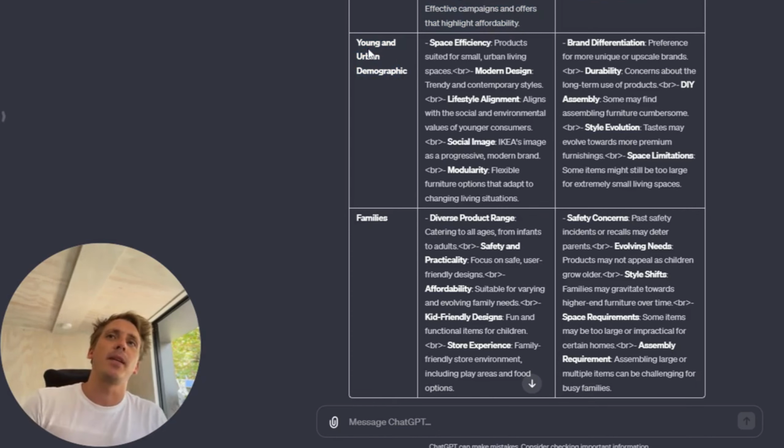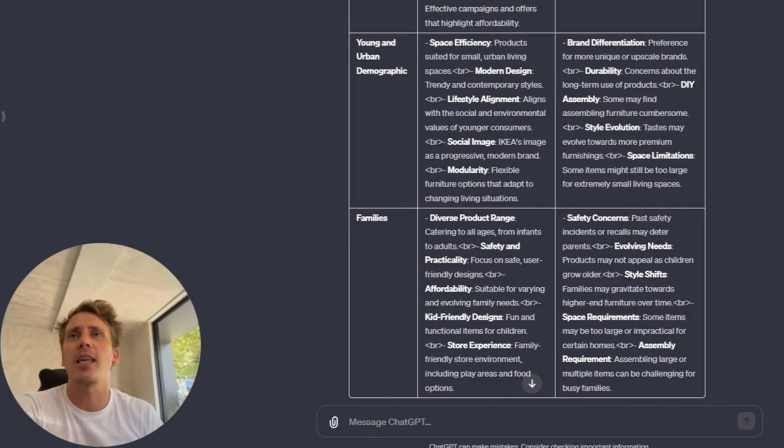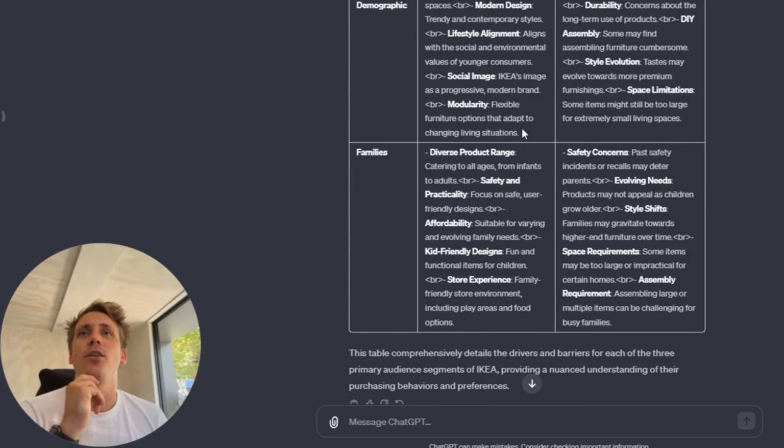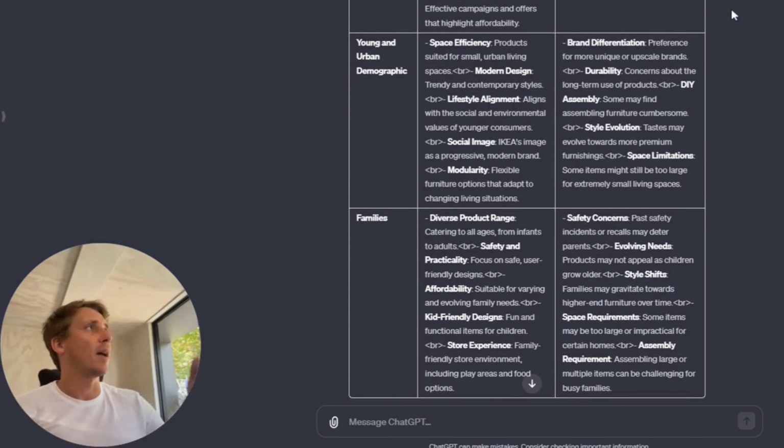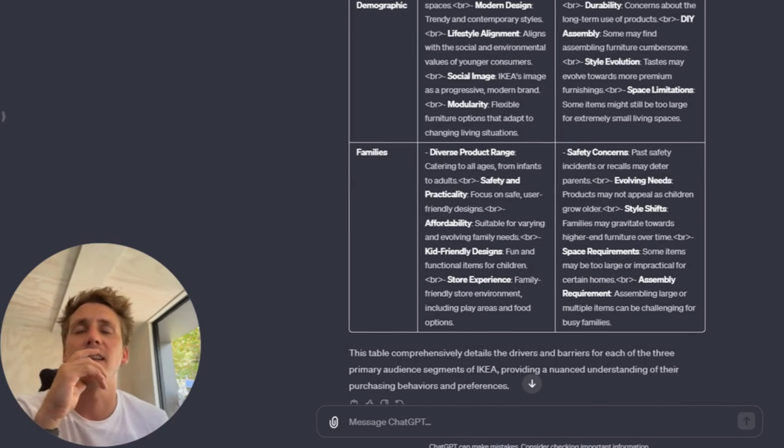Young urban demographic. I mean, yeah, that's flat shares and whatnot, buying stuff from IKEA. It's easy. People know what they're getting. There's a lot of selection. It's got a good social image. Then there's also the aspect that IKEA is very sustainability conscious. So there's going to be aspects of that that maybe factor in here.